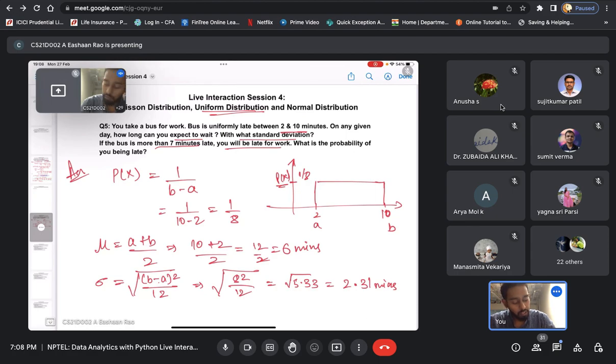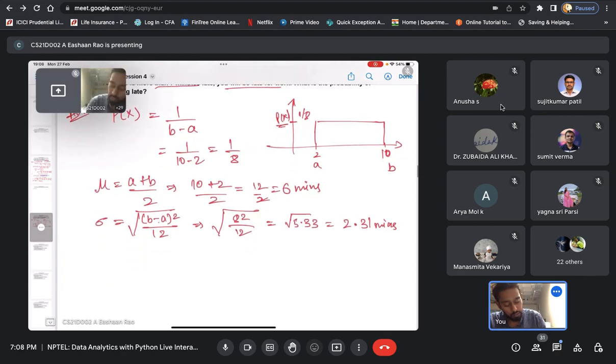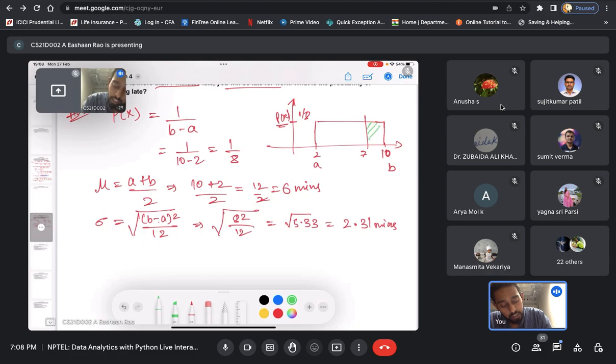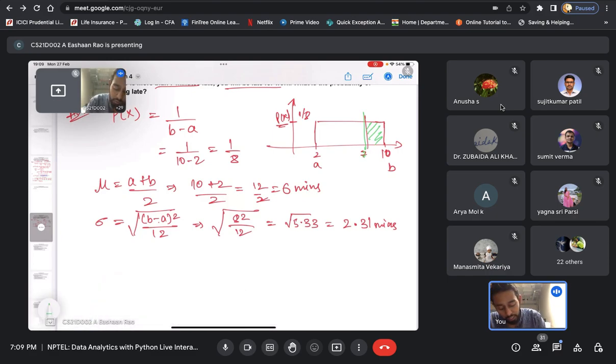Now the question is, if the bus is more than 7 minutes late, you will be late for work. So what is the probability that you are being late? Let's say this is 7. We have to find the area under this, because it's usually between 2 to 10 minutes. So from 7 minutes to 10 minutes, we have to find the area under this highlighted green region. In mathematical notation, that means finding the area under the curve for the interval between 7 and 10. This is a restricted domain, it's not like Poisson where you have infinite values. In that domain only, you have a constant probability value.